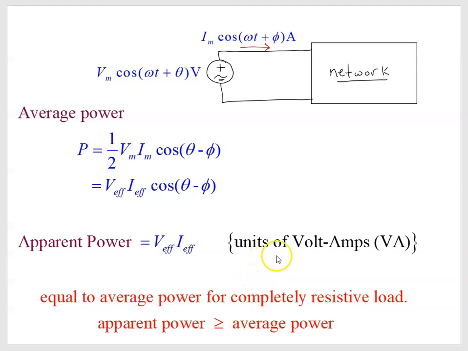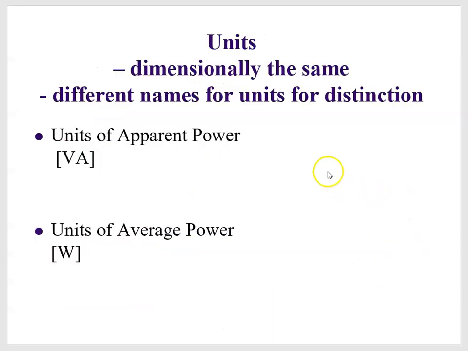The other thing we note here is the unit that we use for apparent power is volt amps. We use the symbol capital VA for volt amp as opposed to a watt, and that's to distinguish it. Although our apparent power and average power are dimensionally the same, they're both power, we use different names for distinction. So we save the use of watt for average power, and we use volt amps for apparent power.